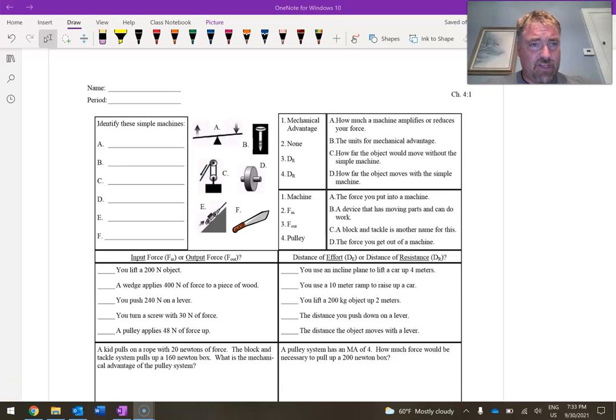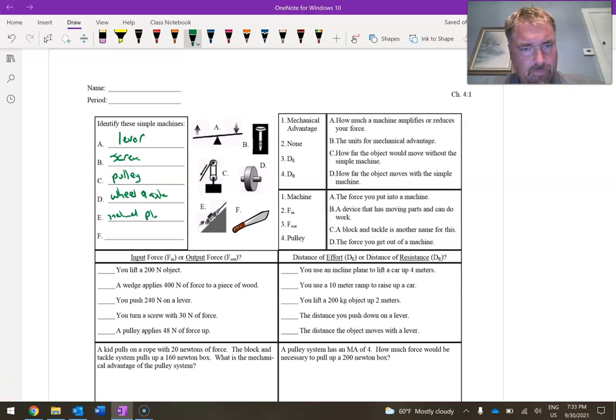So we'll start over on this side, identify the simple machines. A, that's obviously a lever and fulcrum. B is going to be a screw. C is a pulley. D is a wheel and axle. E is an inclined plane. And F is a wedge. And if you can't read it, well, you can at least hear my voice.